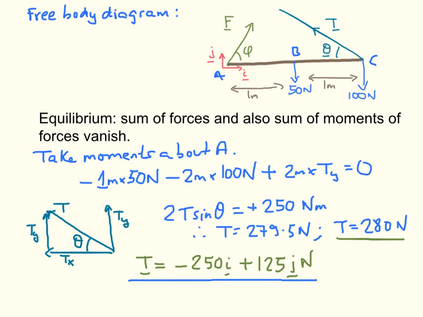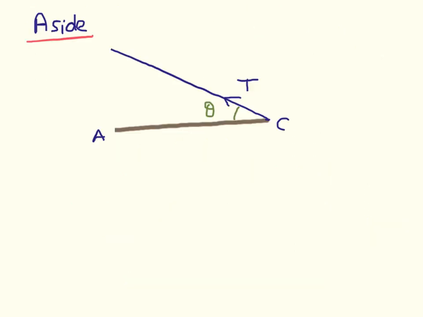So what I want to do now is just talk about how we could have taken moments about A in a very slightly different way, as an aside before we go on to calculating F. We've just calculated the moment of the tension about the point A by breaking this force up into components, but a different way of doing it would be, we know the direction of the tension force, remember we've calculated the angle theta, and we just need to work out the perpendicular distance.